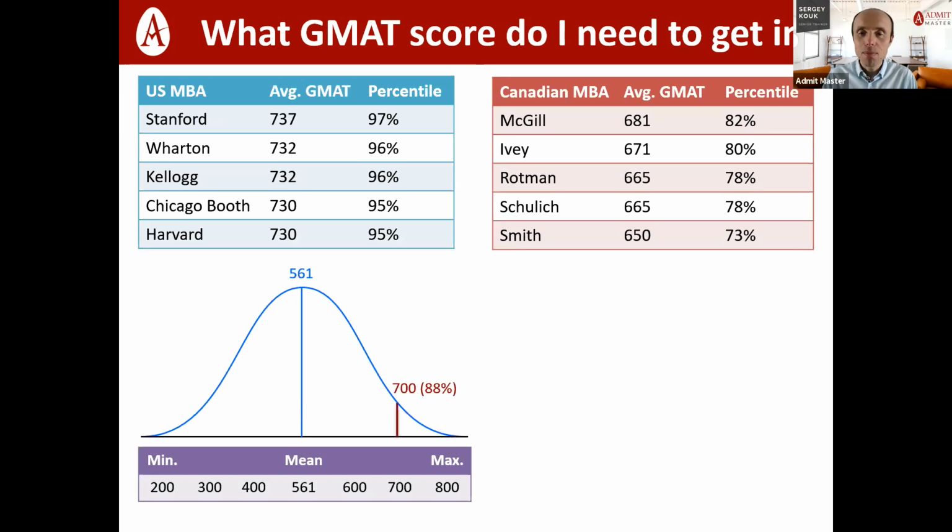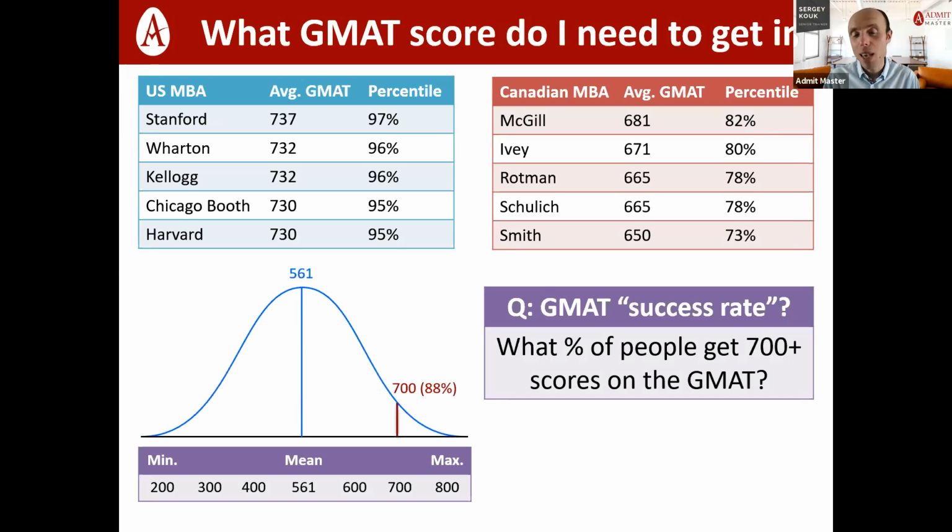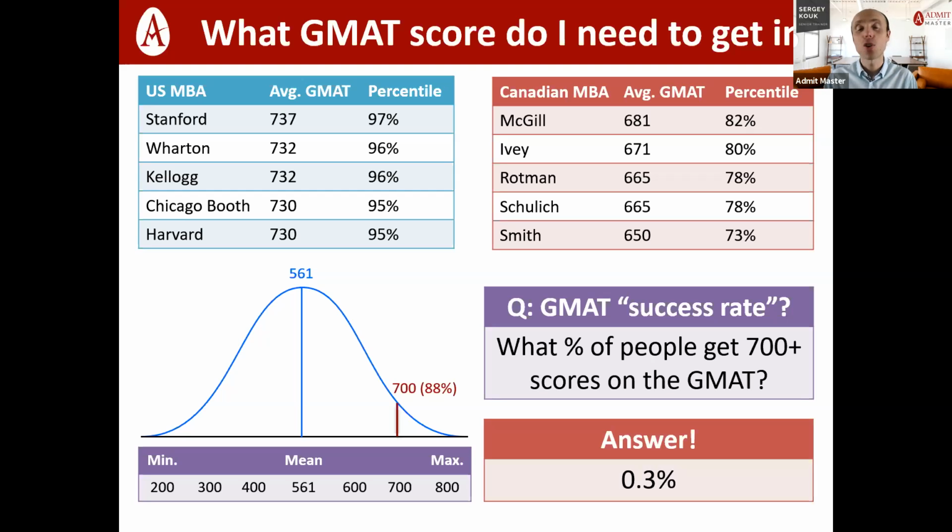And only 12% of people who take the test will achieve a score of 700. And the rest of the people won't. In fact, I like to sometimes play this little game, and you may have played this game with me before, when I ask how many people actually get scores of 700 on the GMAT in terms of the percentage. And my answer is actually 0.3%. And you might be asking, well, why is it not 12%? Because if 700 is the 88th percentile, doesn't it mean that 12% of people get a score of 700? Well, yes and no. It depends on what people they use as a base, right?